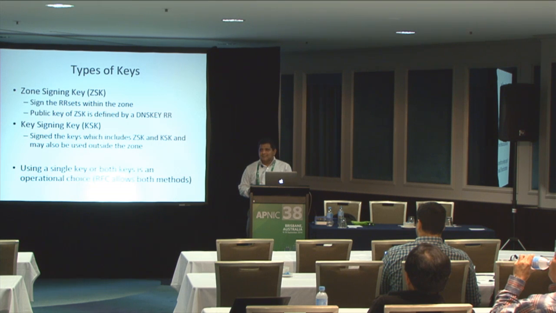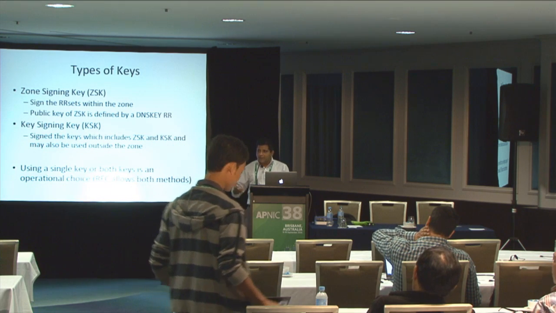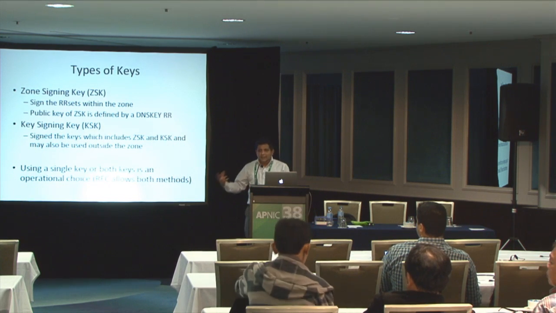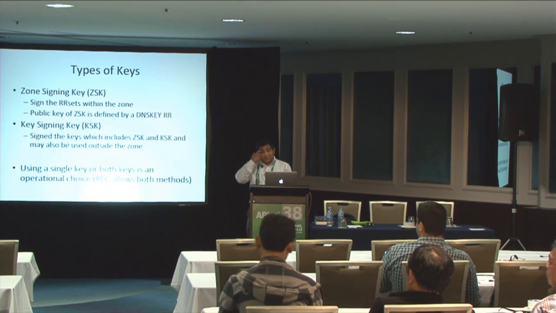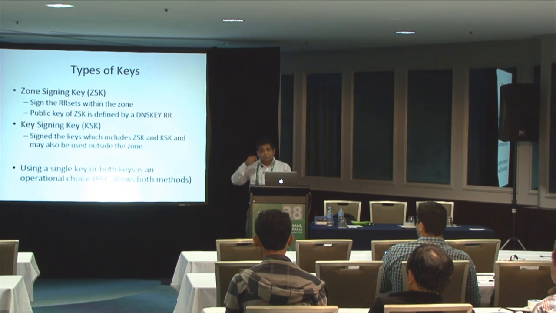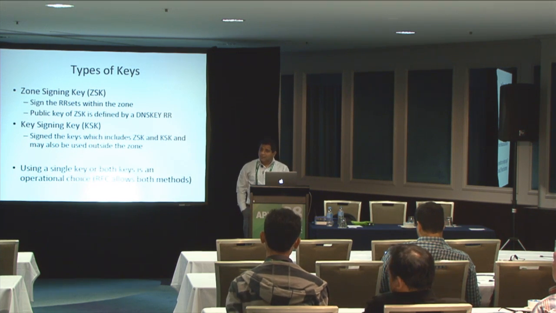Now this process is quite complicated if you really think about it, because you have to generate the keys, and then you have to publish your public keys, and then sign using your private keys, and then publish the signatures. Also, I told you that you have to propagate this trust to your parent, which means you have to send this key to your parent as well.